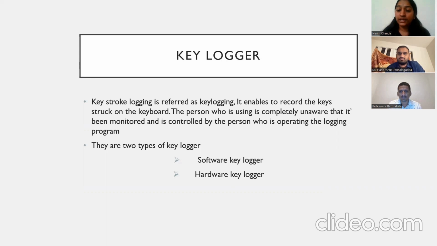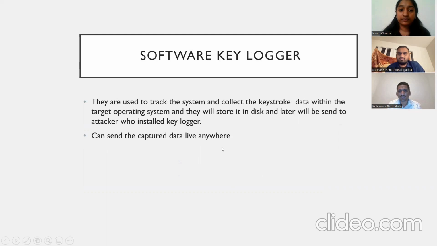There are two types of keyloggers: software keylogger and hardware keylogger. Hardware keyloggers are done by USB and built-in, but for now we will be discussing the software keylogger. Using a software keylogger, one can track the system and collect the keystroke data within the operating system, which can be sent later to the attacker who installed the keylogger. The advantage of the keystroke logger is that we can capture data live anywhere.